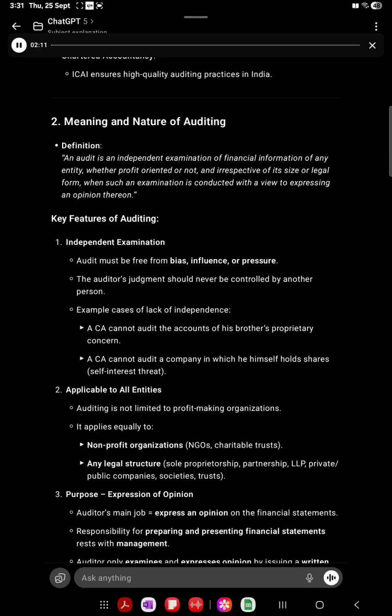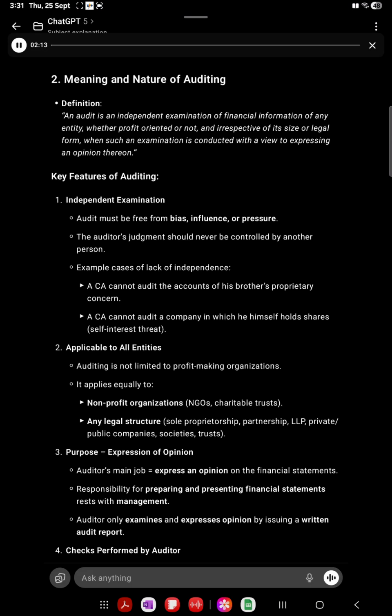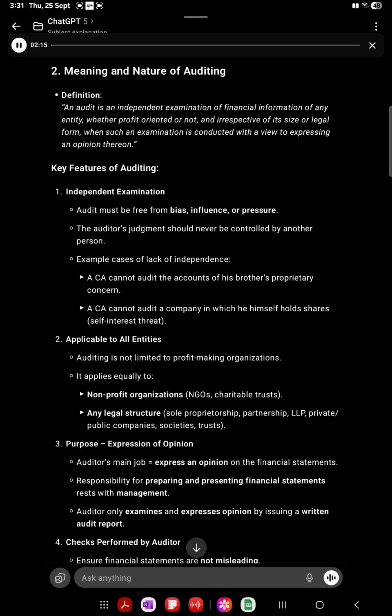Meaning and nature of auditing. Definition. An audit is an independent examination of financial information of any entity, whether profit-oriented or not, and irrespective of its size or legal form, when such an examination is conducted with a view to expressing an opinion thereon.